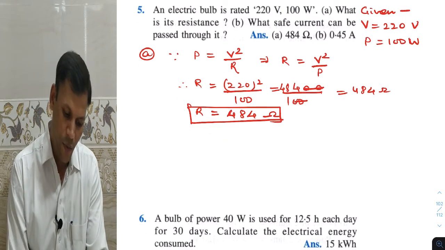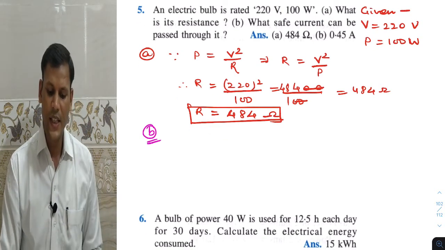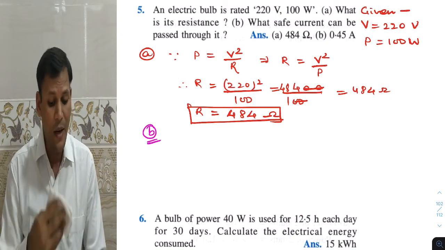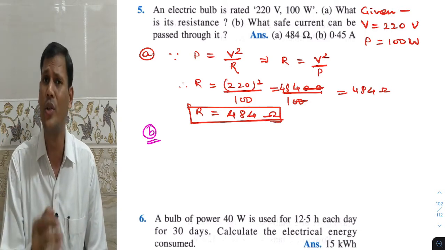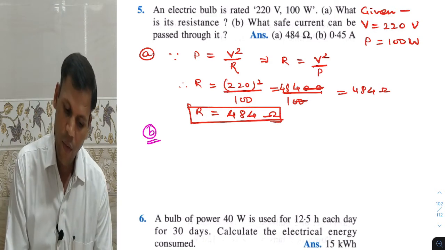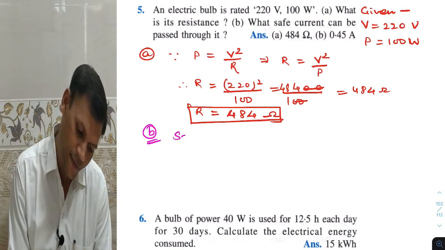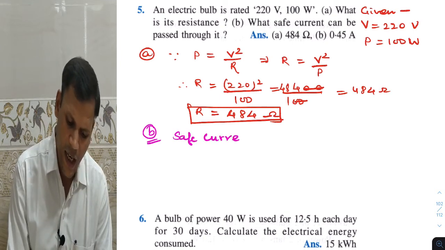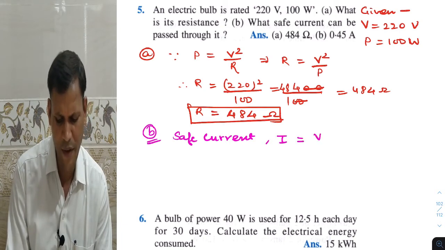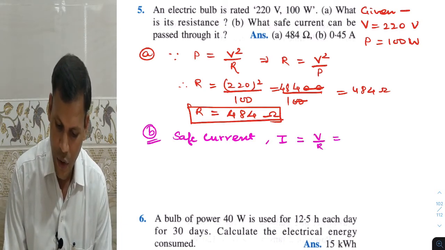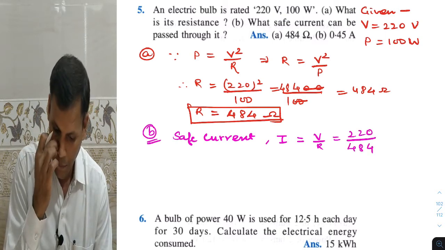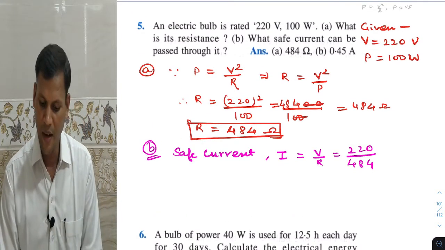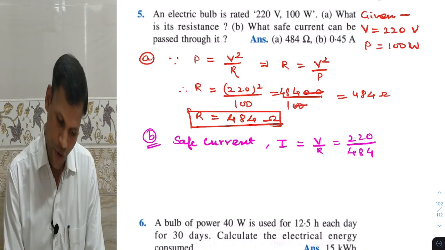Now in B part, what we have in B part? What safe current can be passed through it? Now we already know the resistance. हमें resistance मिल गया, हमें V दिया है, तो V is equals to IR simply. So in B part, what safe current? तो safe current I is simply V by R, जो basic formula है. तो V we have as 220 upon resistance is 484. So just we can apply that one and we can do the calculation. Calculation थोड़ा lengthy है इसका.